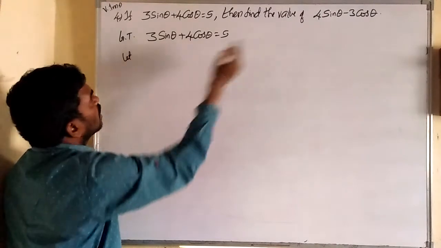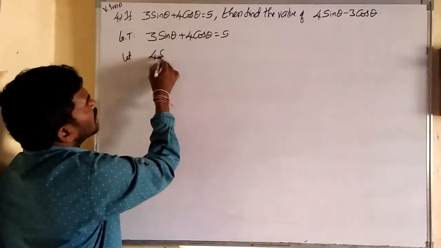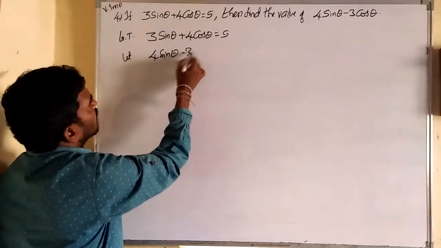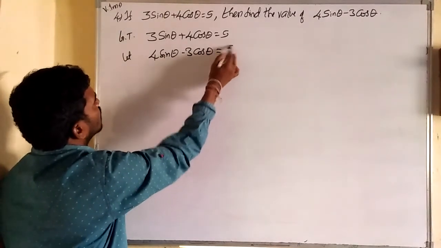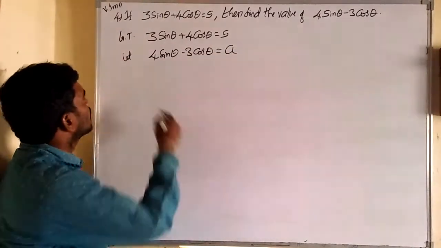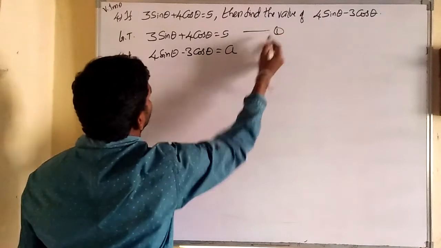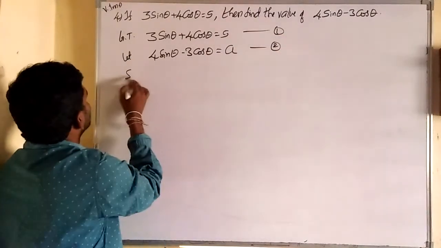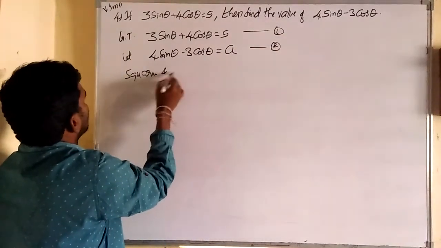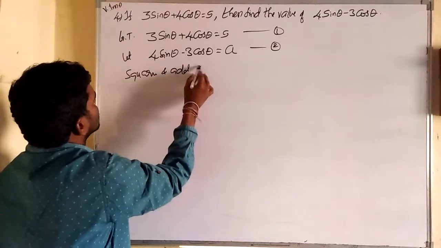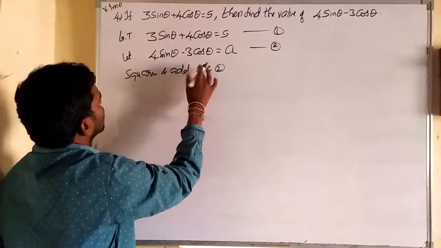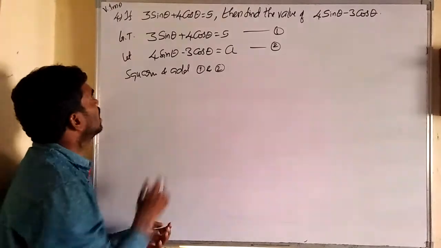Let us see what we have to prove. Find 4 sin theta minus 3 cos theta. This we have to find, so I am taking it as small a. This is equation 1 and this is equation 2. Next, we do squaring and adding equation 1 and equation 2.